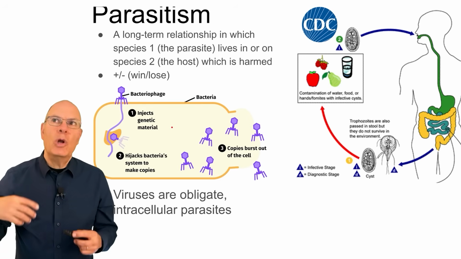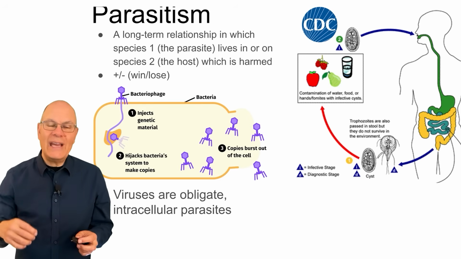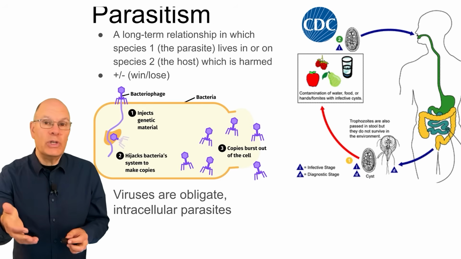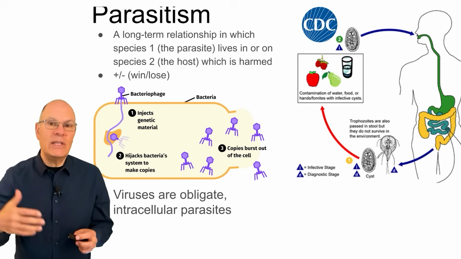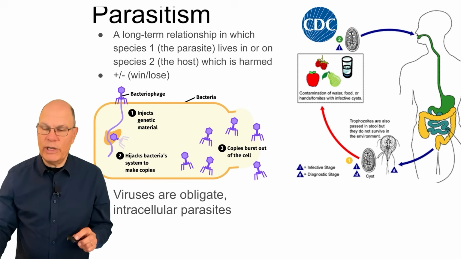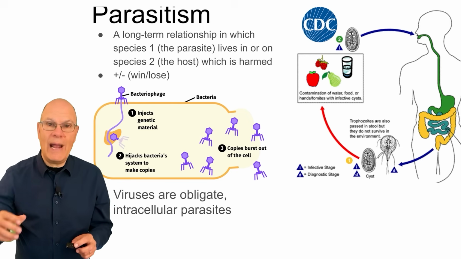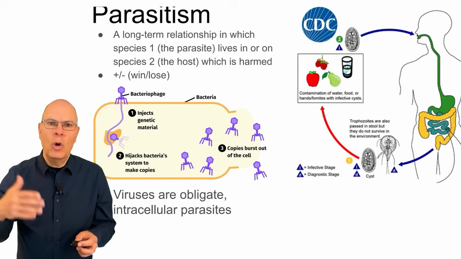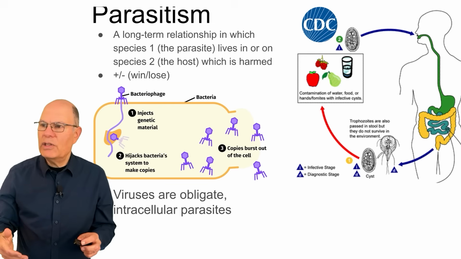In order to reproduce themselves, they need to infect cells, and those can be your cells, the cells of animals, the cells of plants, the cells of bacteria, the cells of protists. So the virus is the parasite, and you, or another organism or another cell, is the host.